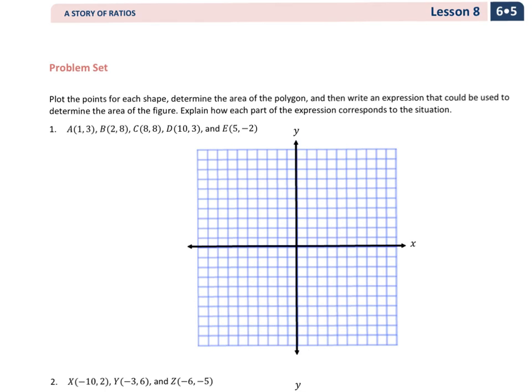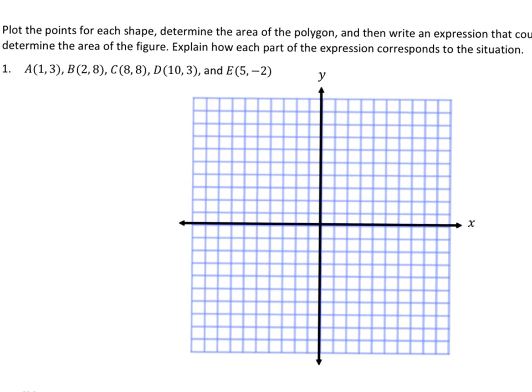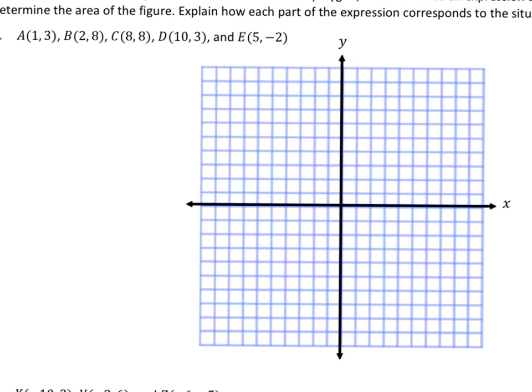So the first thing we want to do is plot all these points in. I'm going to zoom in here so I can see them, and so you can as well. So I'm going to plot these and label them with the letters. So my first one is 1, 3. So I'm always going to start right at the origin, which is right here where the X and Y meet. I want to make sure that that's my starting point every time.